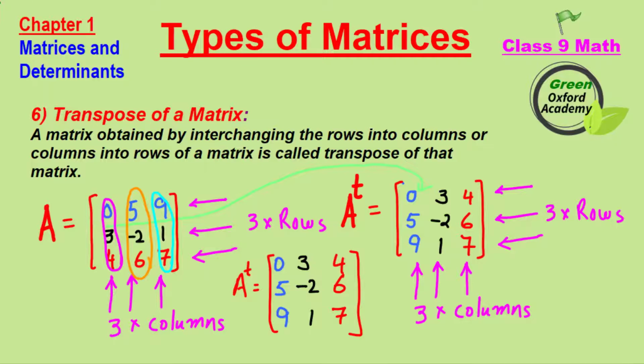I explained the transpose of a matrix with both methods: first by interchanging the rows into columns, and second by interchanging the columns into rows. And you may have noticed that by interchanging the rows into columns or the columns into rows, we obtained the same transpose of a matrix. I hope, students, you have understood how we can take the transpose of a matrix. In the next lecture we will talk about another type of matrix.